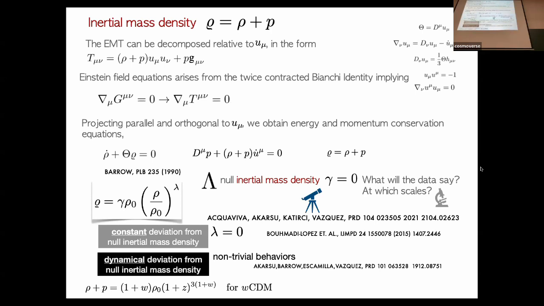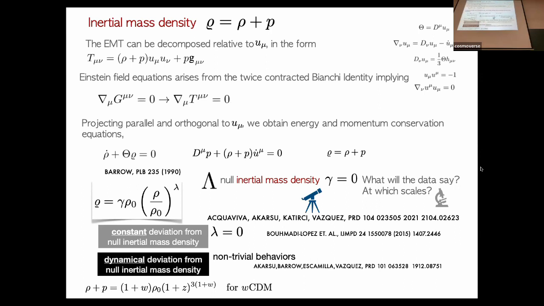If we follow the parameterization proposed by Barrow for graduated inflation, the inertial mass density can be parameterized with this parameterization, as Özgür showed. And gamma 0 corresponds to lambda, null inertial mass density. On the other hand, if you keep small lambda as 0, it corresponds to a constant inertial mass density, a constant deviation from null inertial mass density.